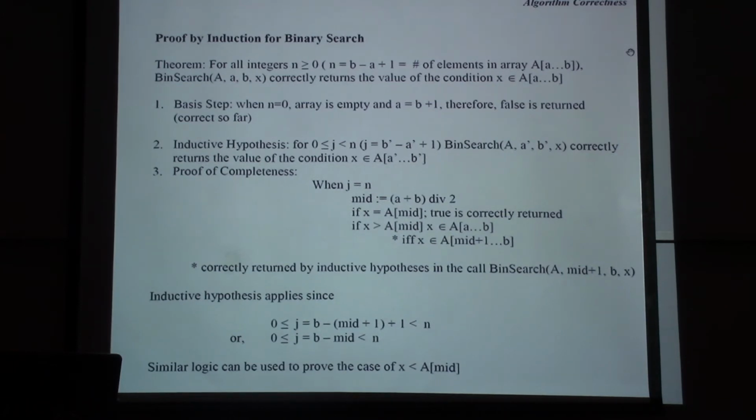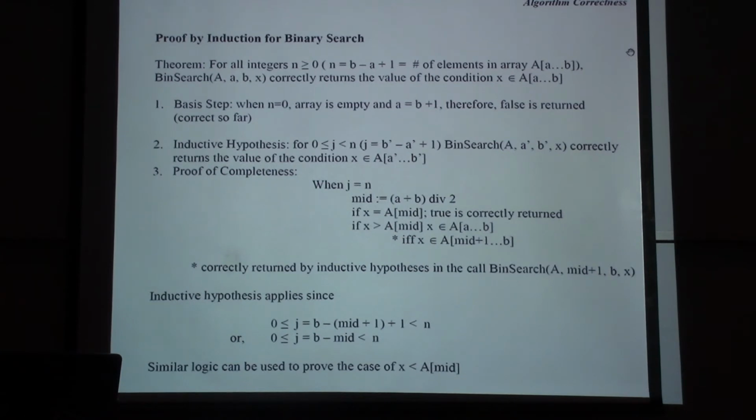Now, we're going to assume that for this level values of J less than n, that bin search of A prime, B prime, X correctly returns the value of the condition. X is an element of A from A prime to B prime. Of course, A prime to B prime is a subset of A to B, so therefore if it's in A prime to B prime, it's in the array also.